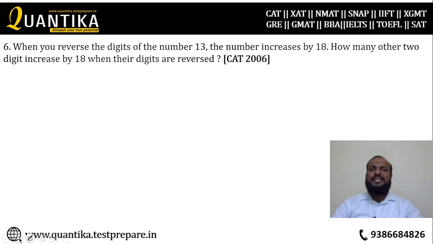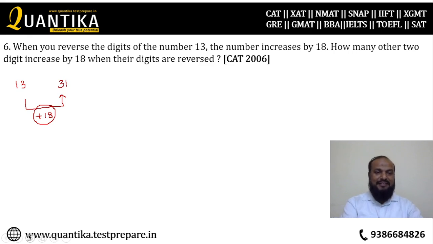When you reverse the digits of the number 13, the number increases by 18. You need to understand what the question wants to convey in its first line. When you reverse the digits of 13, you get 31. So the number increases by how much? 18. Right? How many such other numbers are possible?